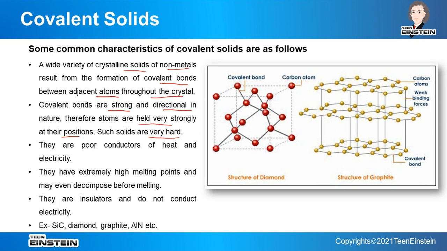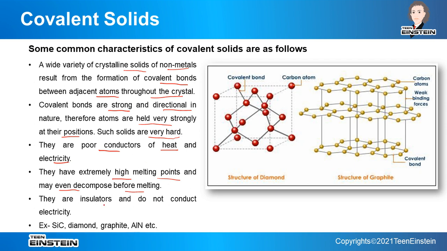Atoms will be held very strongly at their position and they are very hard in nature. Now they are poor conductors of heat and electricity because there is no free ion or free electron. So that is why they are poor conductors of heat and electricity. They cannot conduct thermal energy and electrical energy. They have extremely high melting points and may even decompose before melting. So as the melting point is very high, before reaching the melting point, it may decompose.